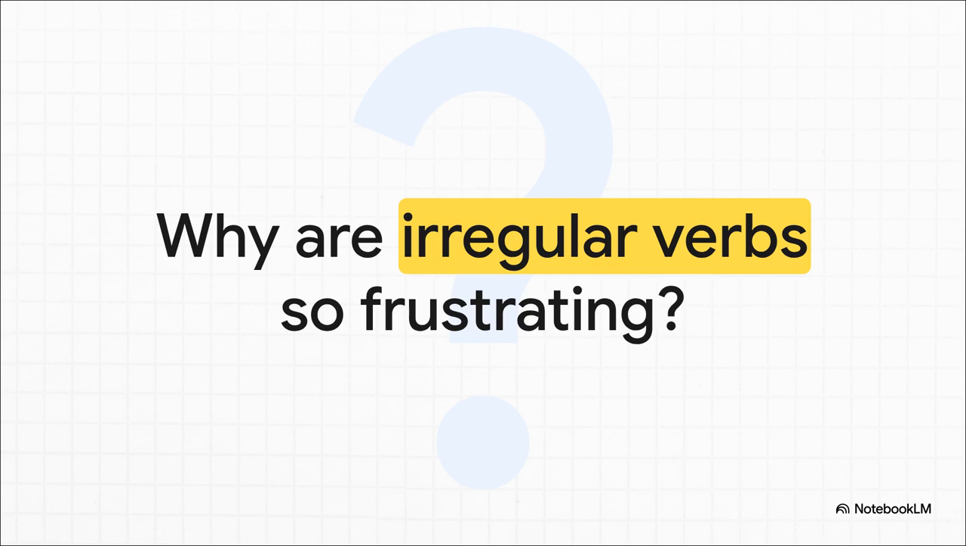Okay, time to address the elephant in the room. Why are irregular verbs so deeply frustrating? Well, because on the surface, they look completely random. You try to apply the regular past tense endings you worked so hard to memorize, and the language just pushes right back. But what's hiding underneath all that apparent chaos is actually a highly structured system. They literally only seem random until you know the secret.